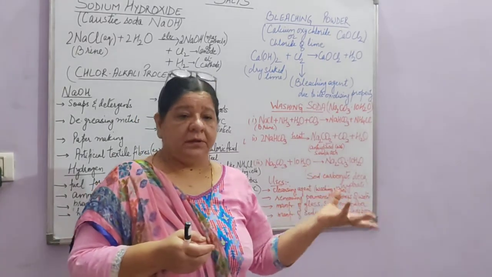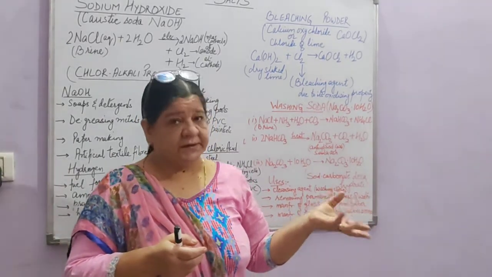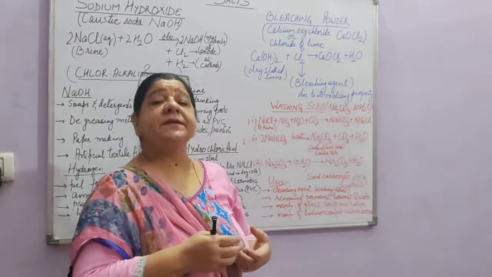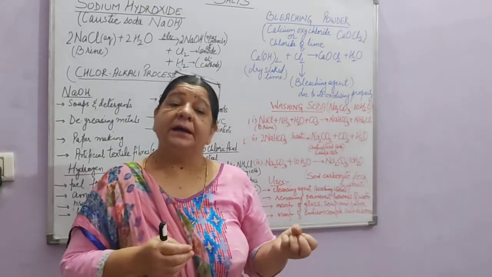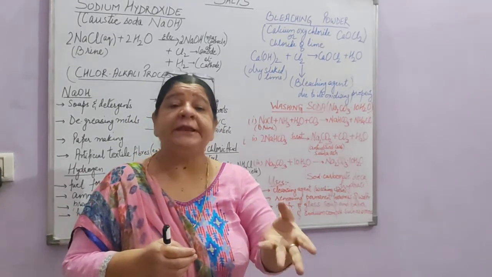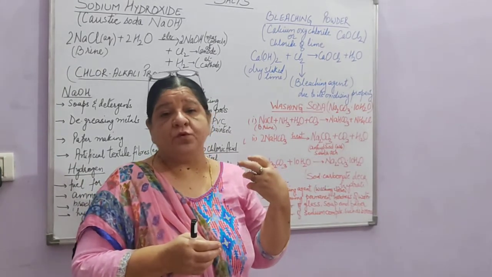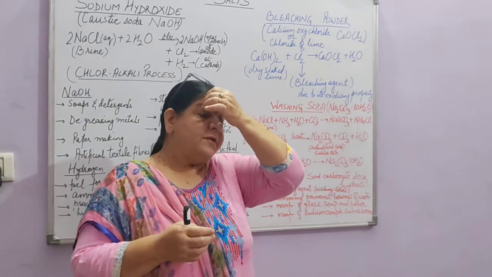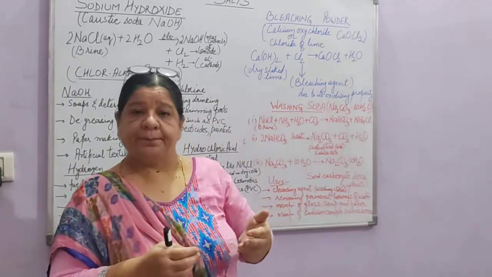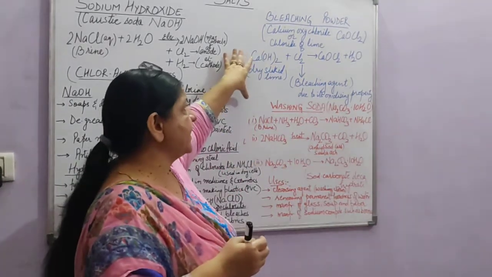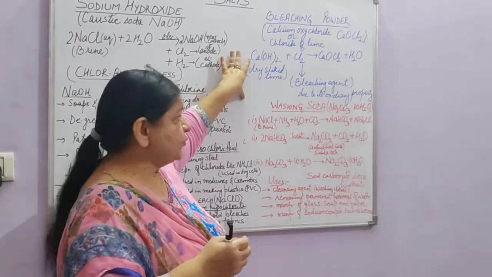Then it is used as an oxidizing agent, as I told you. It is also used for cleaning the water. This bleach can be used for disinfecting the water. So bleaching powder also has its many uses.